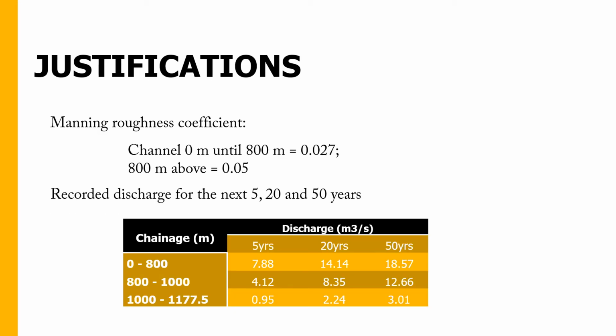The Manning formula was used to estimate the Manning coefficient of roughness along the watercourse of Linggi River at different water levels. The values will vary depending on the condition of the bank. The Manning value for channel 0 meter until 800 meter is 0.027, whereas for the value above 800 meter is 0.05.